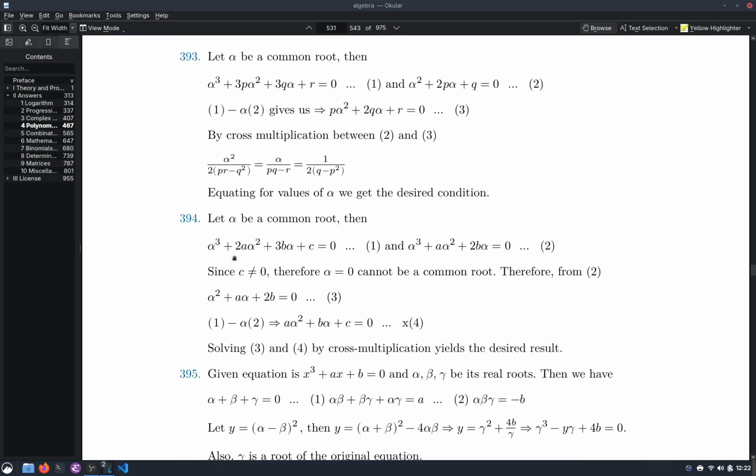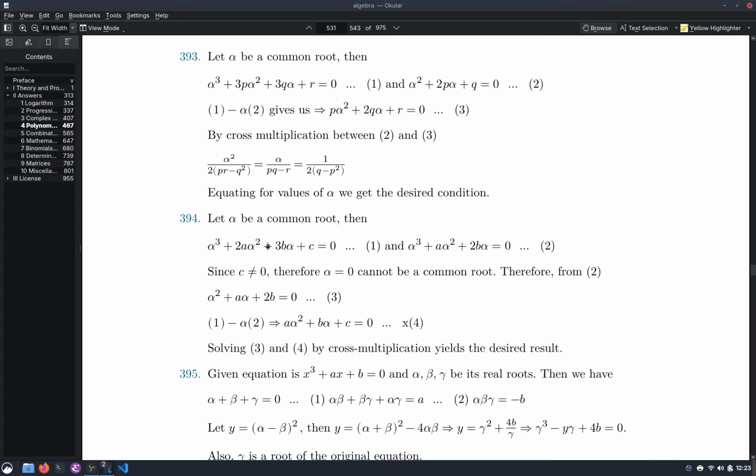We get alpha cube plus 2a alpha square plus 3b alpha plus c is equal to 0 and alpha cube plus a alpha square plus 2b alpha is equal to 0. Now since c is not equal to 0, alpha cannot be 0. Because this c is not 0, we can't take out alpha from the first, but here we can take out alpha. Therefore from the second, we take out alpha common, and then what remains is alpha square plus a alpha plus 2b is equal to 0. That is our third equation.